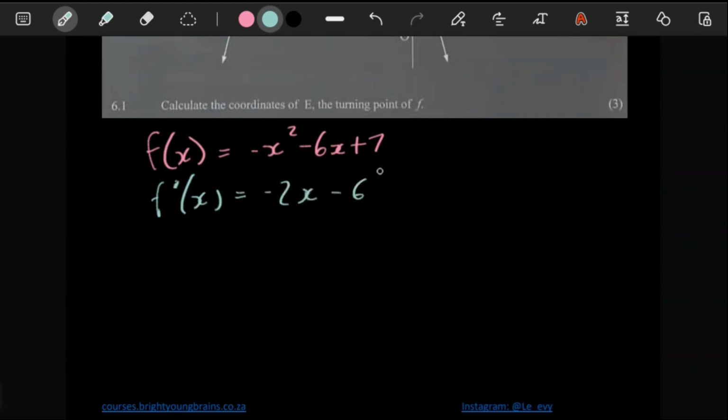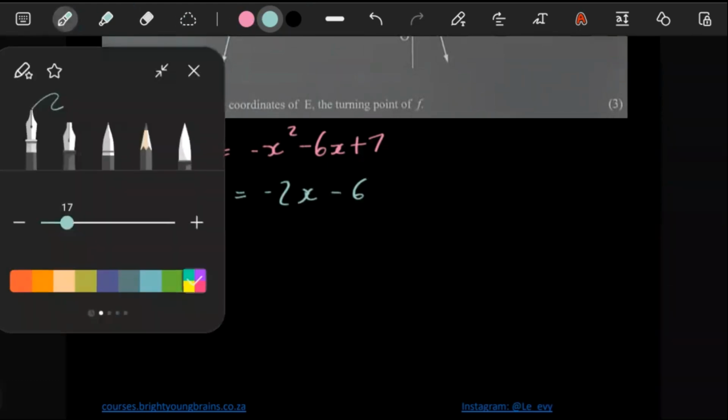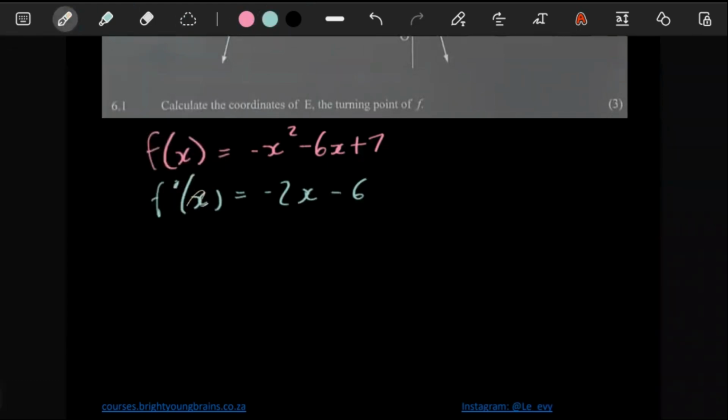So once we have the gradient equation of our graph, what we're trying to do is make the gradient 0, and then work out the x value where that gradient is 0. The x value where the gradient is 0 is the x value of our turning point, because specifically at the turning point, the gradient there is 0.